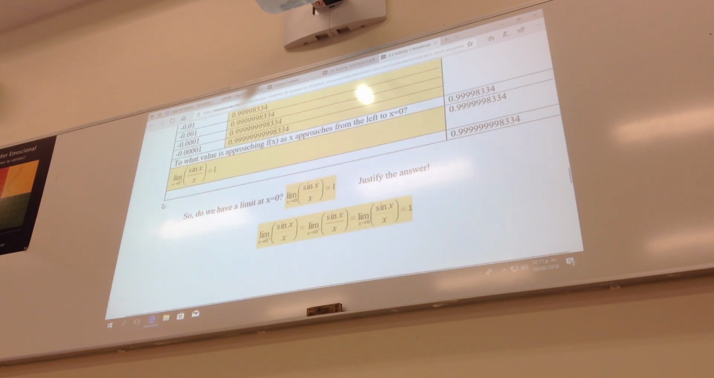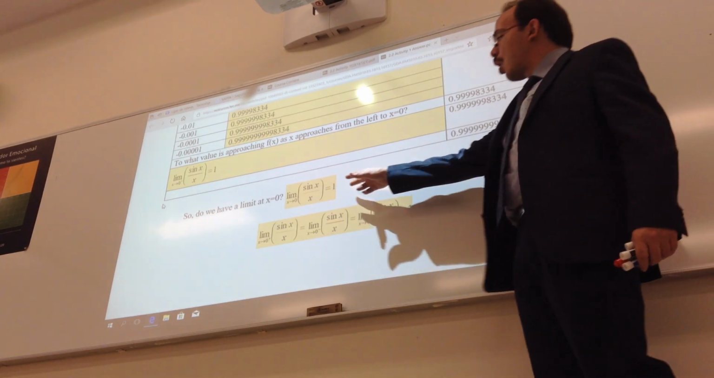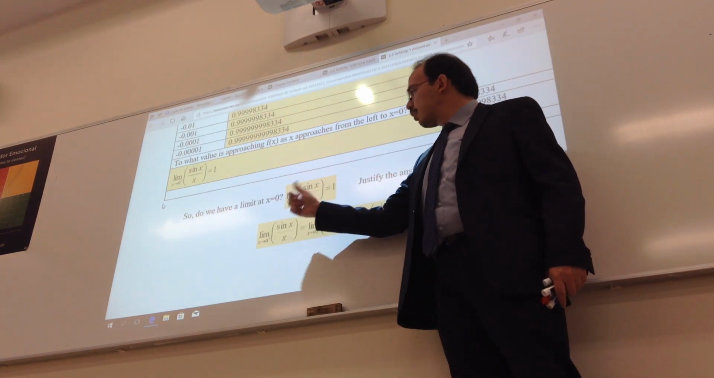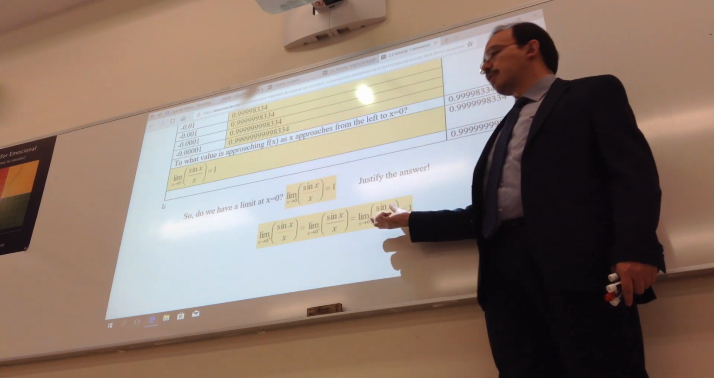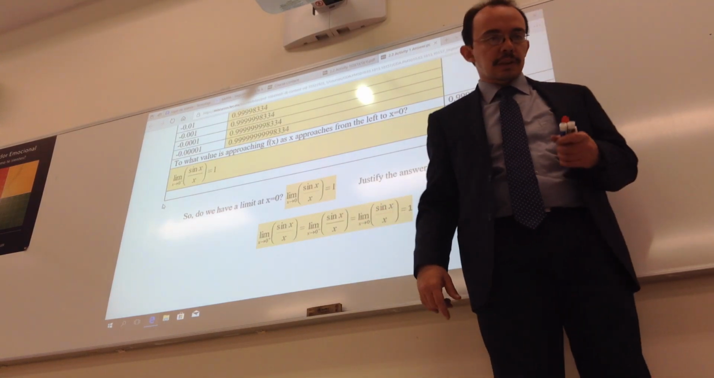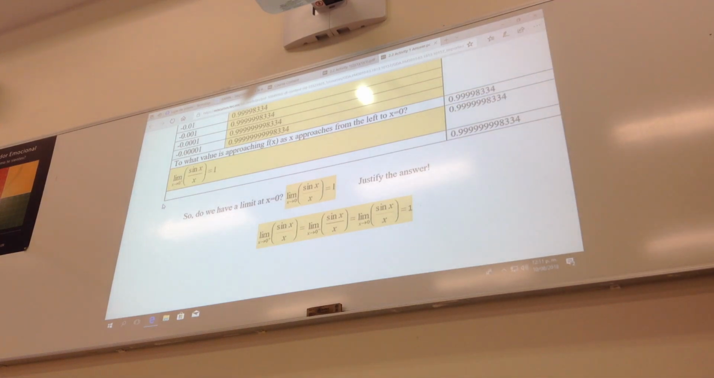So, the last question says, do we have a limit at x equal to 0? The answer is yes, and the answer is 1. Why? Justification: because from the right is equal to 1, from the left is equal to 1, so the full limit approaches 1. That's the justification for this.